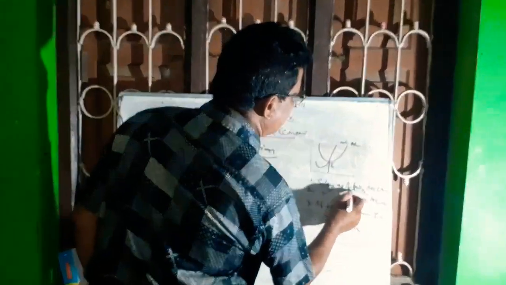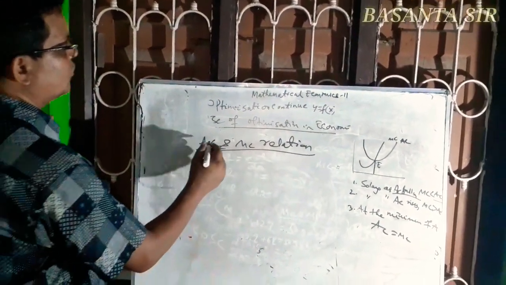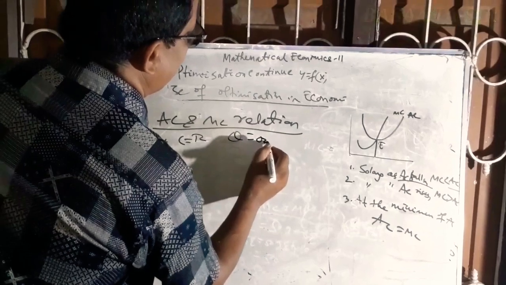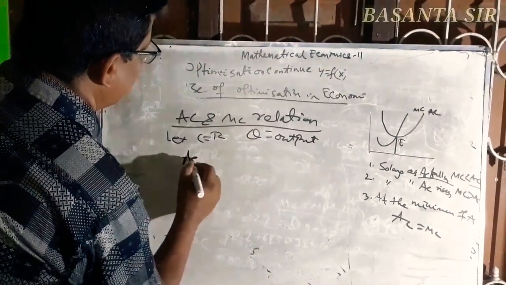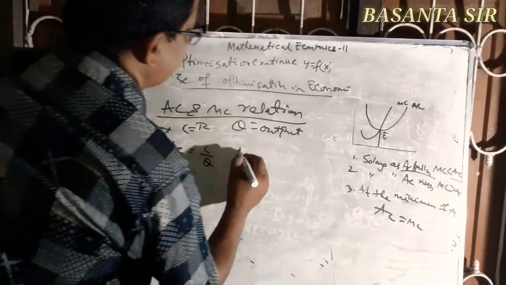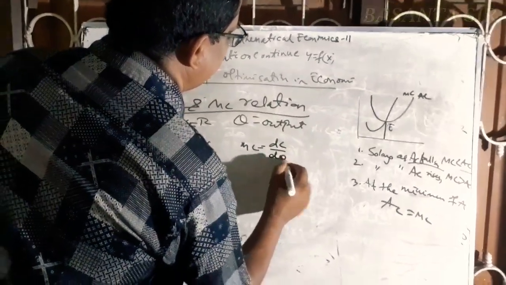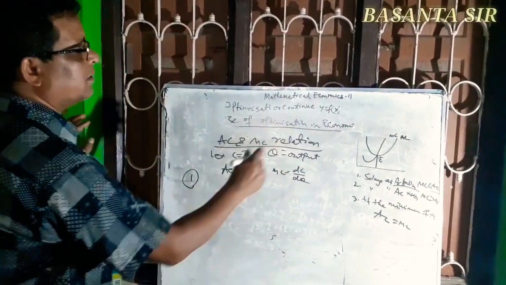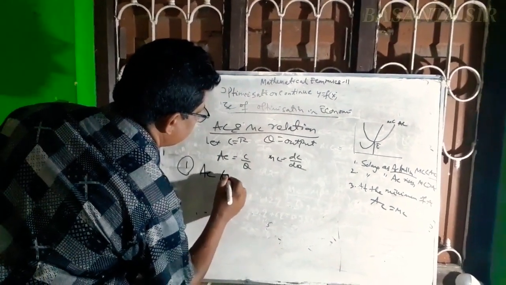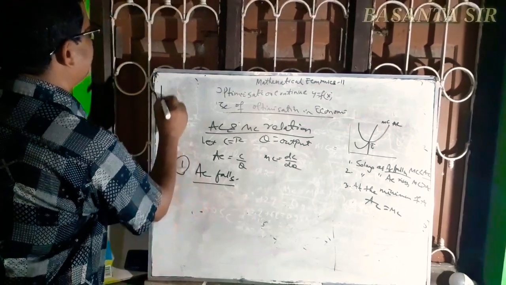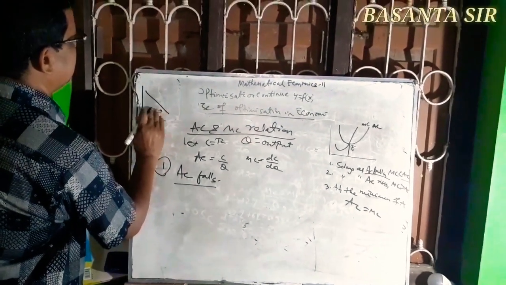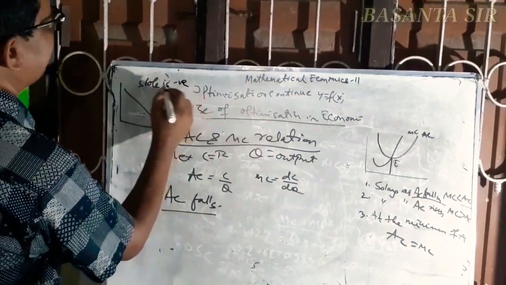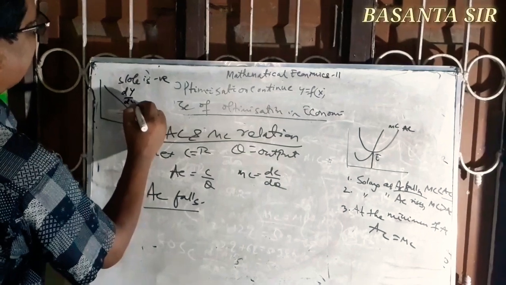Now, SC falls. We will take this, but before that, we should know SC and MC. Let C equal to total cost, Q equal to output. So SC equal to C by Q, MC equal to dC by dQ. First condition, SC is falling. What does it mean? Any function is falling means slope is negative. Slope means we know derivative, so dy by dx less than 0.